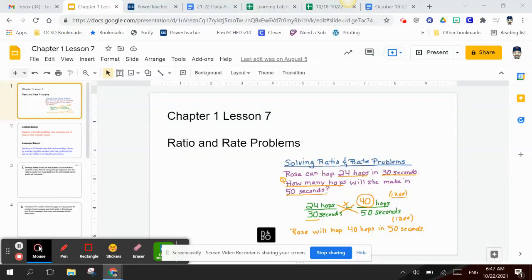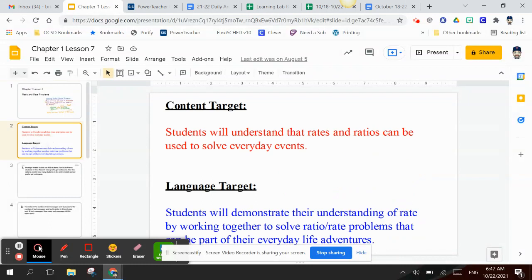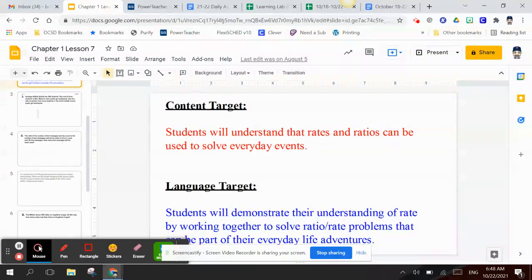Chapter 1, Lesson 7, Ratios and Rate Problems. Our content and language target for today. Content: students will understand that rates and ratios can be used to solve everyday events. Our language target: students will demonstrate their understanding of rate by working together to solve ratio and rate problems that are part of everyday life adventures.